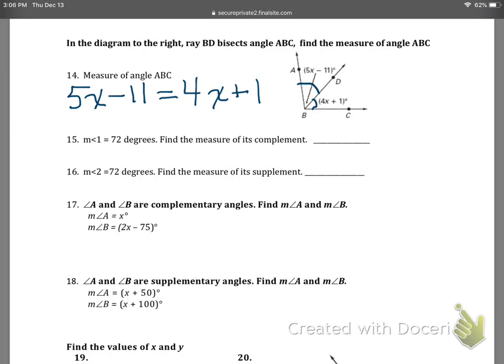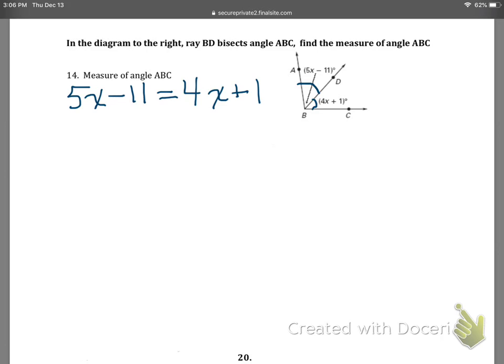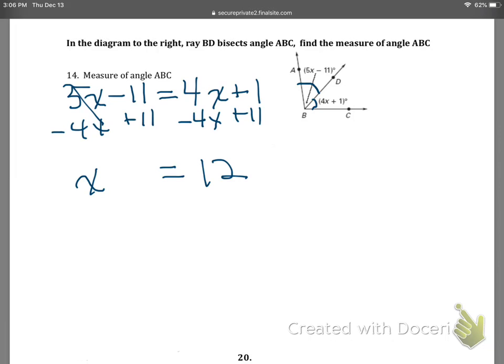Okay. So I just gave myself some place to work. Since 4 is smaller than 5, I'm going to bring the 4 to the left. So minus 4x minus 4x, that gives me x. Now I have to move the number to the opposite side. So plus 11, that's going to give me 12. And I've already completed my solution of finding x.